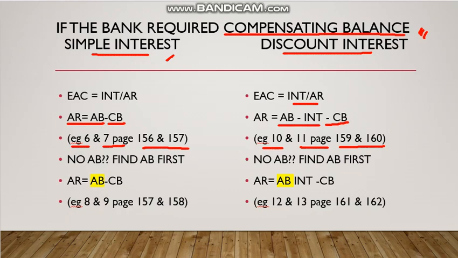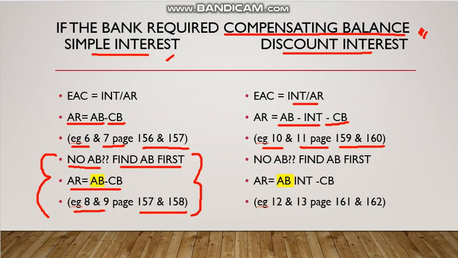Alright, so we continue. If no amount borrowed is given, we couldn't calculate the interest. So what we have to do is find the amount borrowed first. So we revise the formula: AR equals AB minus CB. For this one we look at example 8 and 9, pages 157 and 158. This is for when the interest is not given.